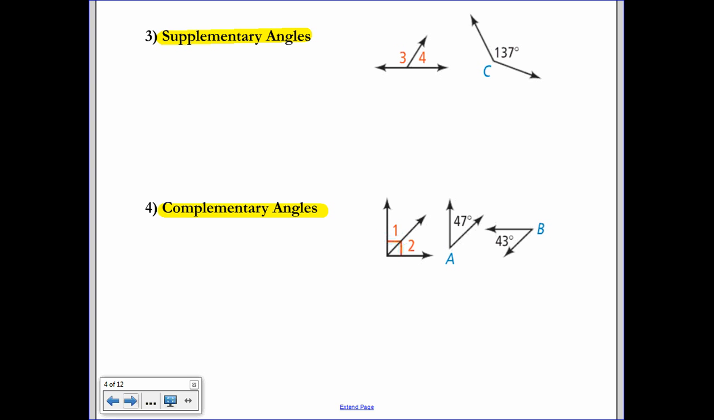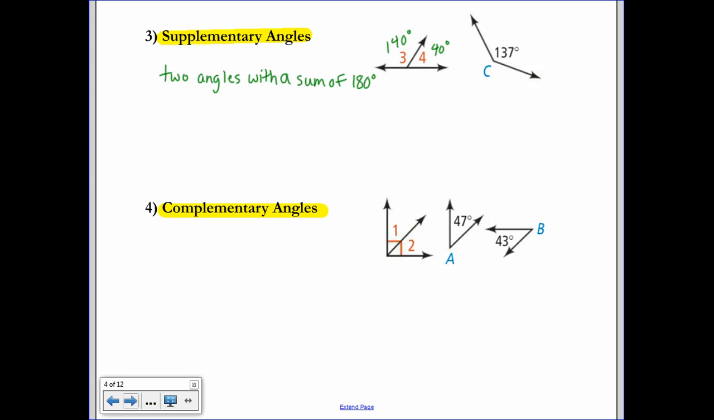Supplementary angles are two angles, let me write this definition, two angles with a sum of 180 degrees. Two angles whose measurements add up to 180 degrees. So in this first picture, we have angle 3 and 4 right next to each other. Because they lie on a straight line together, they are supplementary. Their angle measurements will add up to 180. So if this, for example, was 140, this one would be 40. Together, they add up to 180.